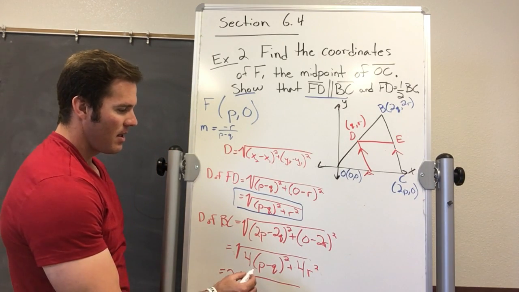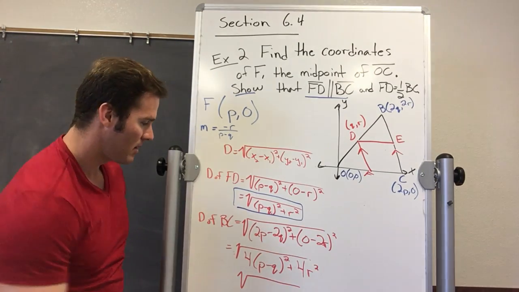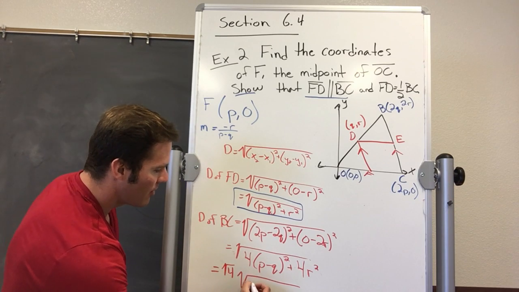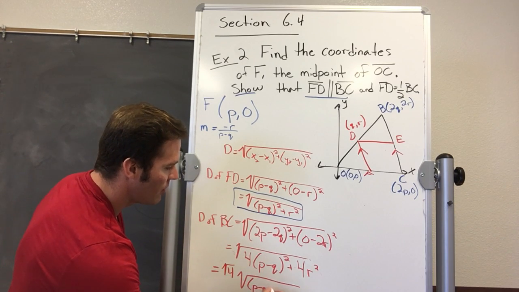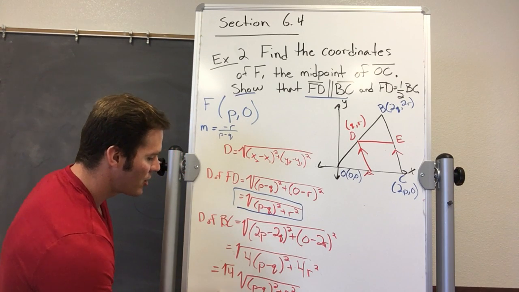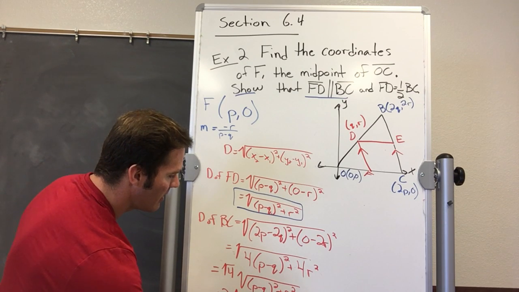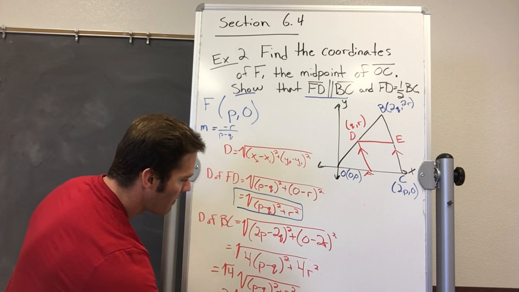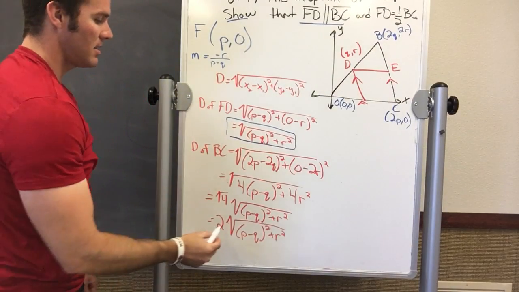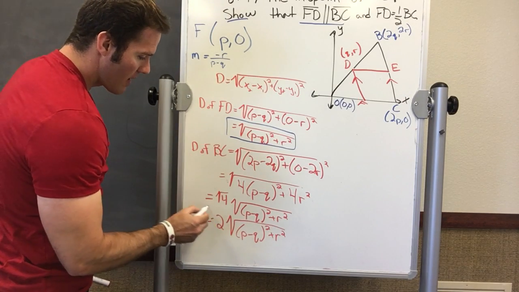Now, we can bring out that 4. So let's bring out the square root of 4 out here. And you're left with p minus q squared plus r squared. And the square root of 4 is 2. And then everything stays the same inside. I think you can still see that now. Okay, so square root of 4 is 2. I can't go any further than that.